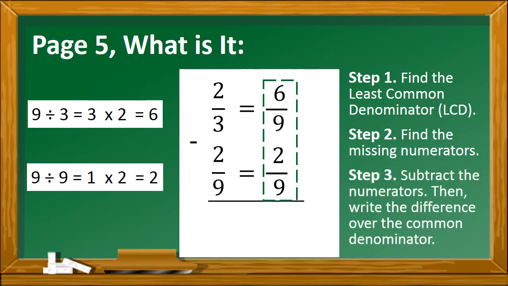Step 3, subtract the numerators. 6 minus 2 equals 4. Write the difference over the common denominator. The common denominator is 9. Therefore, 6/9 minus 2/9 is equal to 4/9. 4/9 is the final answer because it is in the lowest form.